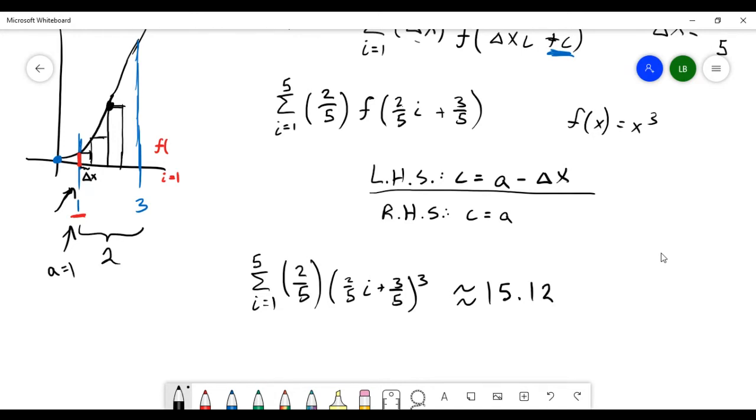And this is actually, as you can see, we've got these little areas in green that actually aren't quite covered by our rectangles, but are still a part of the area. So this is an underestimate.